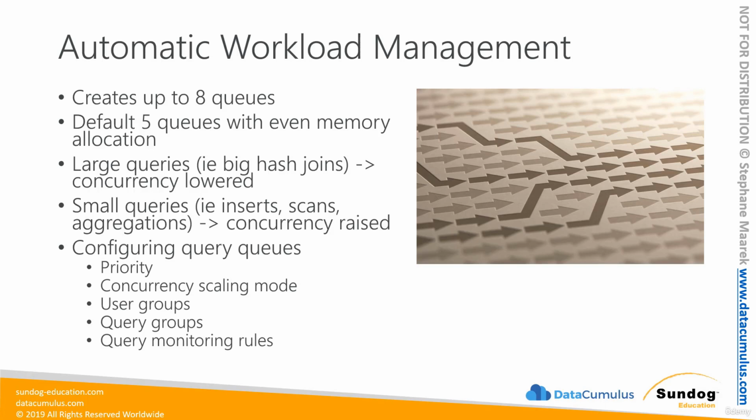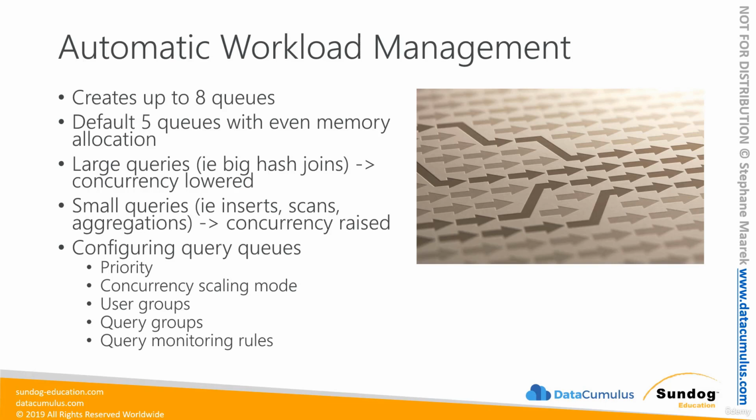So the idea is that if you have a bunch of large queries going into a queue, like big hash joins or something like that, the concurrency will be lowered on that queue automatically for you. And if you have a bunch of small queries going into a queue, like inserts or scans or simple aggregations, the concurrency level on that queue might be raised. Concurrency is just how many queries can I run at once, right? So larger queries obviously need more capacity. You want perhaps lower concurrency on those so that they get more resources, whereas small queries can get away with fewer resources and you can run more of them at once. By separating these queries into their own queues, we can take better advantage of the hardware that we have.